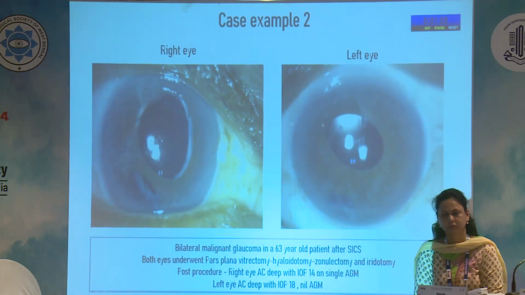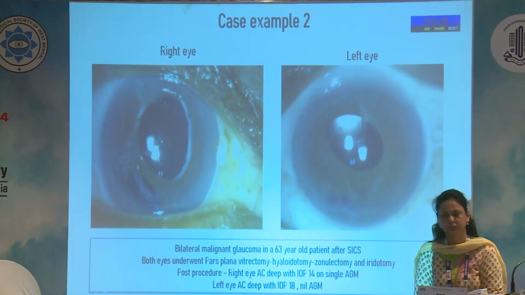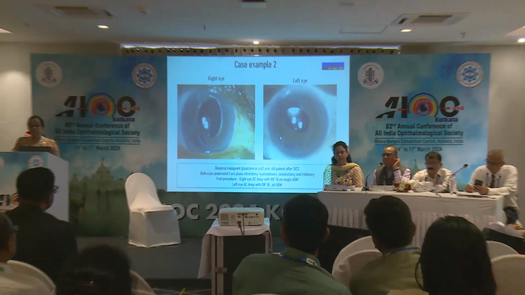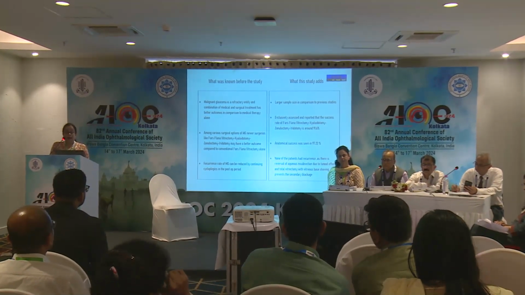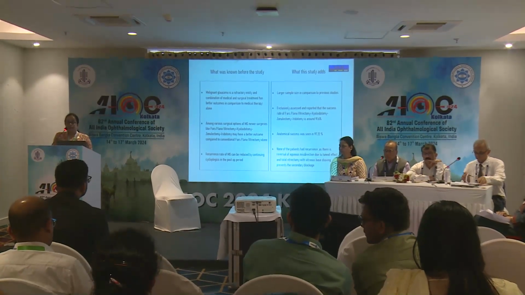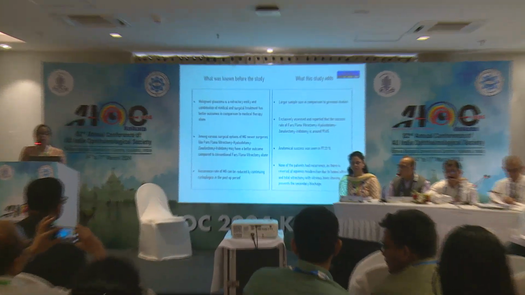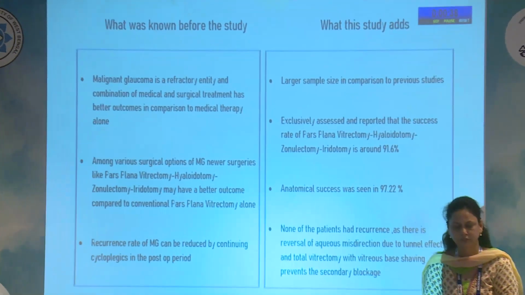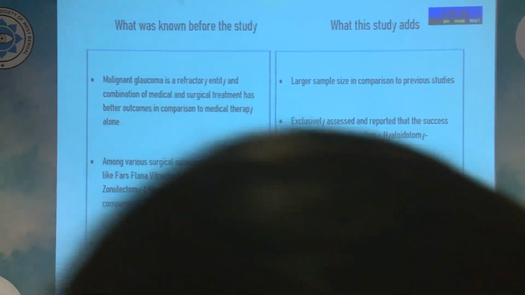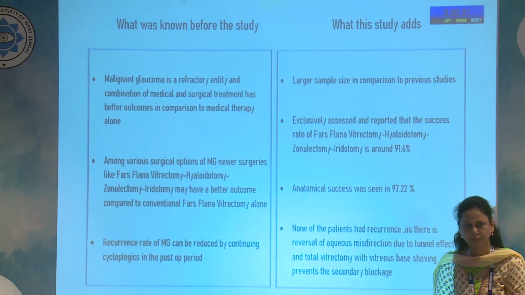This is a bilateral case of malignant glaucoma post SICS, and both eyes underwent this surgery. Right eye AC is deep with IOP 14, and the patient is on a single anti-glaucoma medication. Left eye AC is deep with IOP 18, and the patient is not on any anti-glaucoma medication. So what this study adds to the previous studies is a larger sample size in comparison to the previous studies. It exclusively assessed this particular surgery and found that the success rate is around 91.6%. Anatomical success of 97.22% is seen.